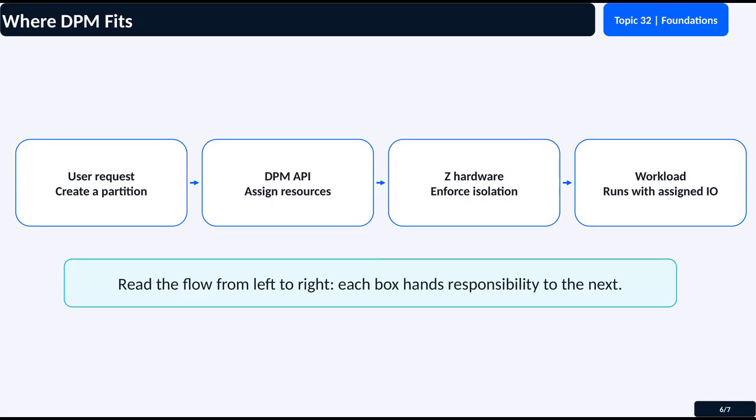A useful way to place DPM is to see it as a management layer for a more cloud-like workflow. The team asks for a partition and resources. The management layer interprets the request. The hardware still provides secure partitions, adapters, and I/O resources. The difference is not that the building disappeared. The difference is that the front desk became automated.